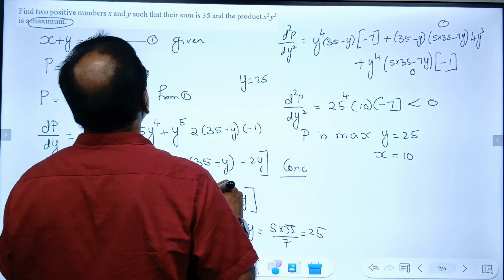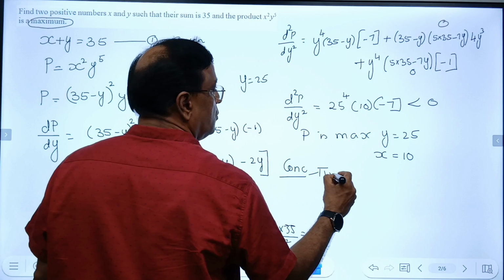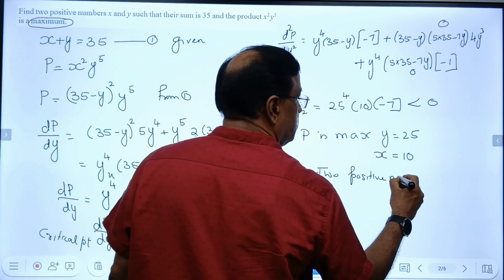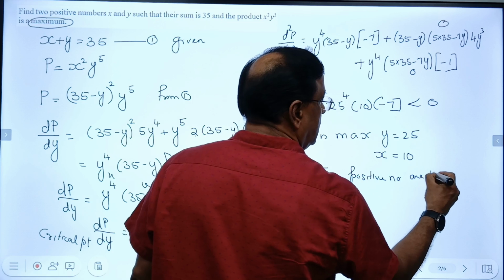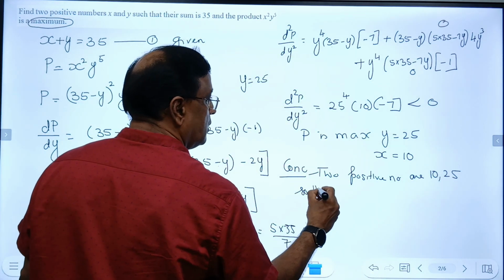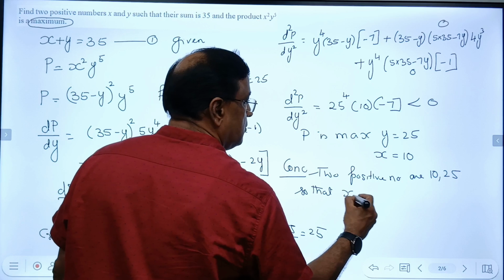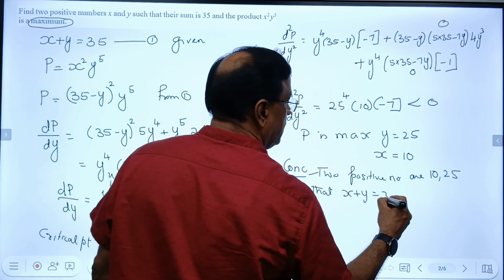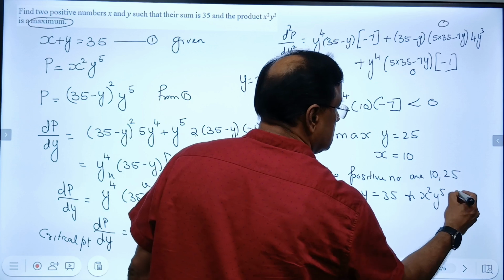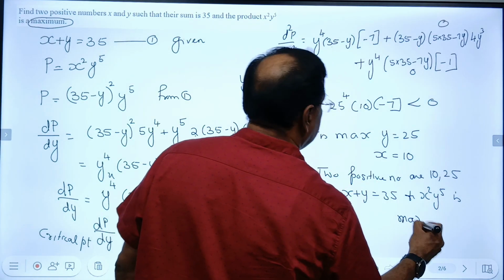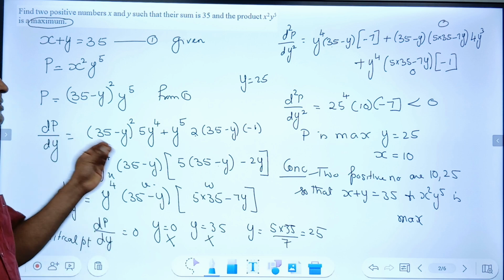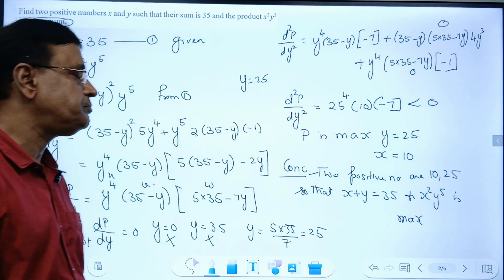What is the conclusion? The two positive numbers are 10 and 25, so that the sum is 35 and x square y power 5 is maximum. See, it's a very simple question. The only thing is it's a little lengthy, that's all.